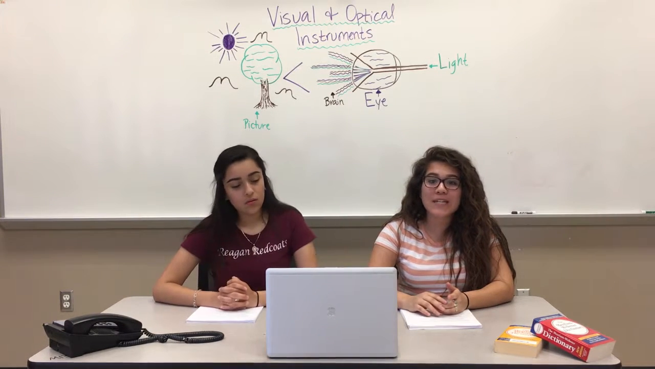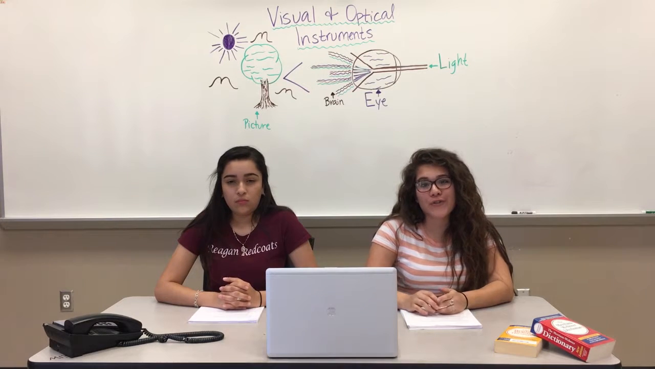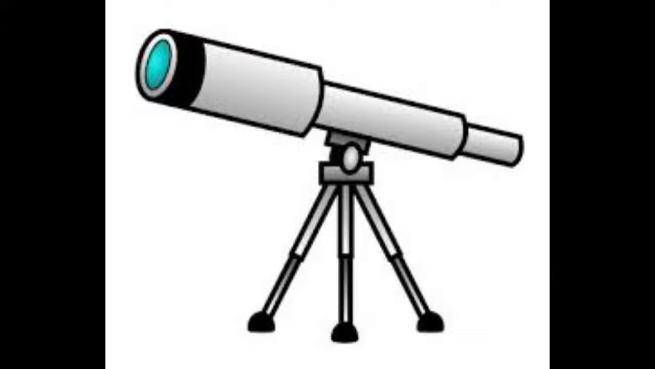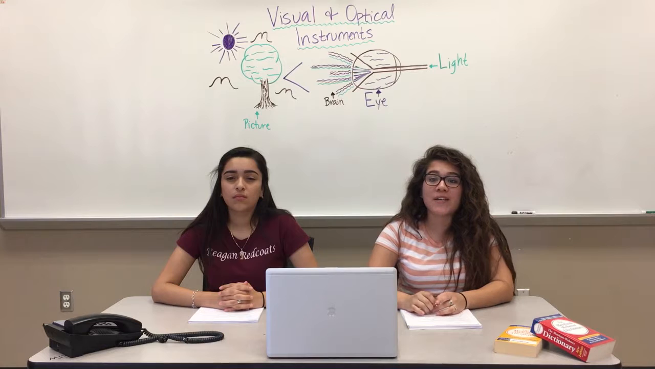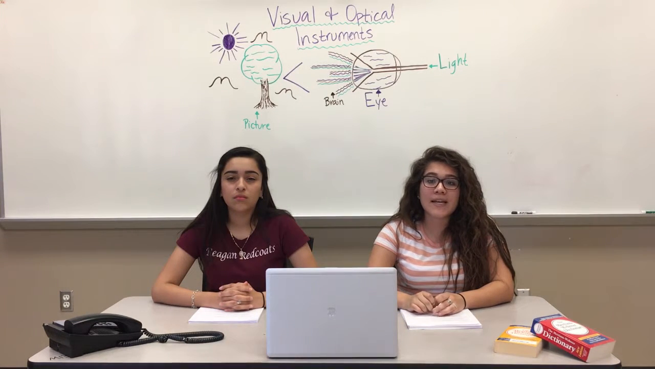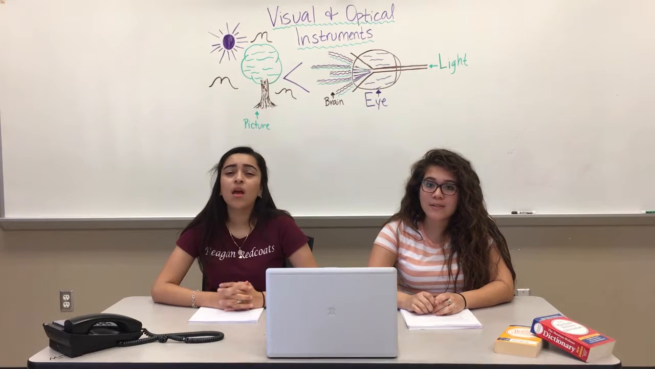There are many different tools that can help us see closer or further than our eyes can. Telescopes are created with a convex objective and a concave eyepiece, which produce an upright image and can help you see much further than your eye can and with much more detail.